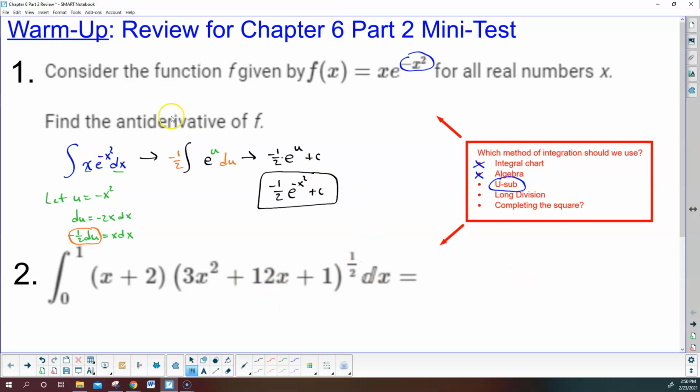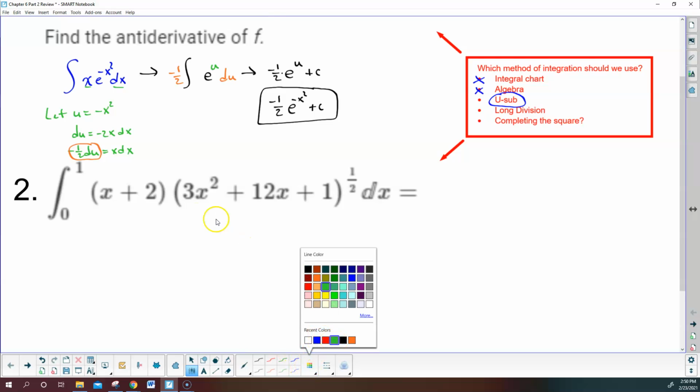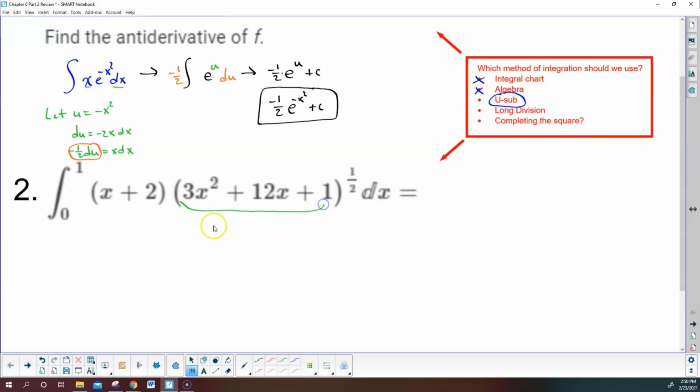All right, so if you didn't do that with the first one, go ahead and pause the video and try it with the second one. This one's just a little bit trickier. Nothing super crazy, but you notice it's a pretty big polynomial. So I'm going to take the largest innermost part and try that for my u. So when I take the derivative, I get 6x plus 12.